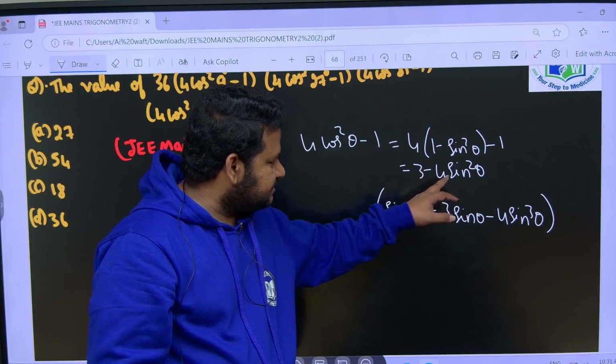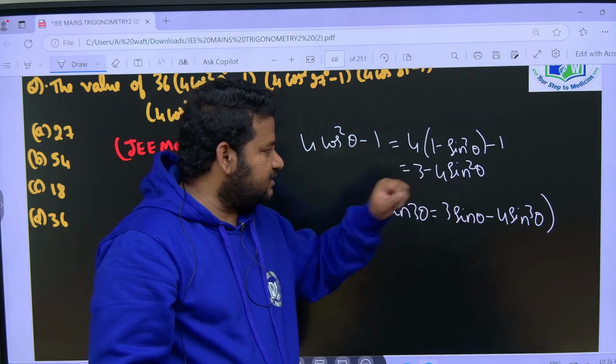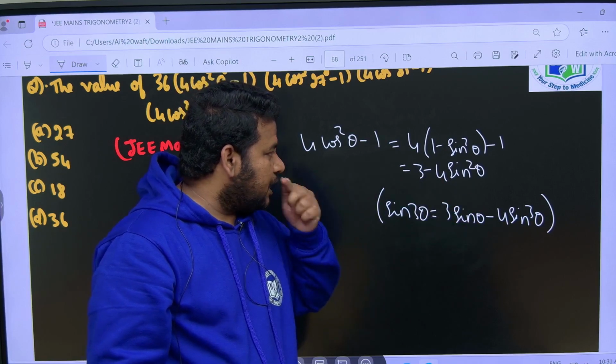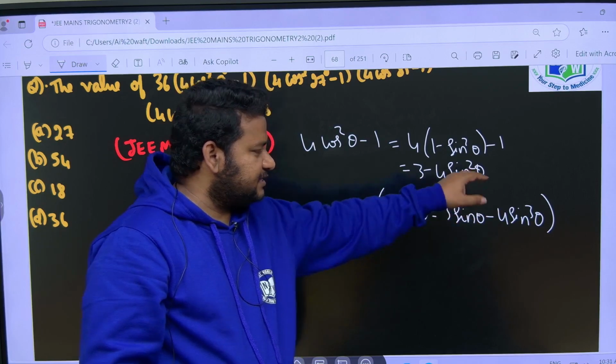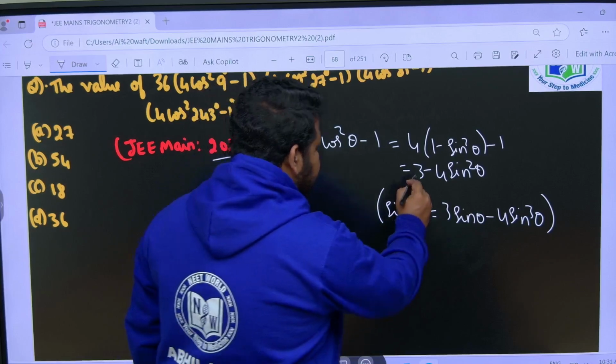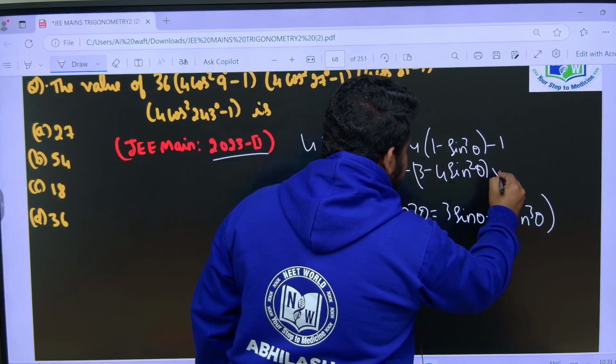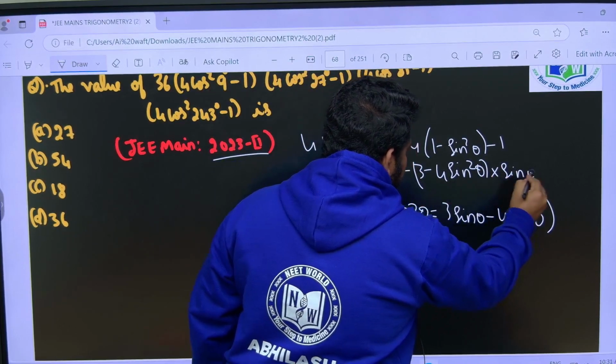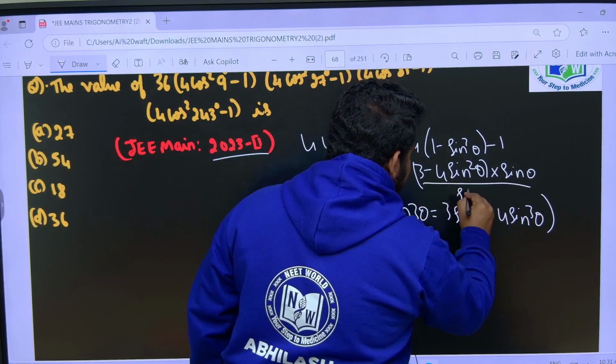Here sin theta is missing. Here also sin theta is missing to get that formula. So what can I do? I can multiply by sin theta and divide by sin theta here, so that I get sin 3 theta. For this, I will multiply by sin theta and divide by sin theta.